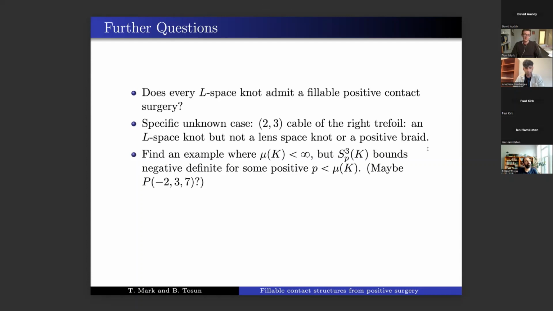What about an example where it has a fillable surgery, but this bounding negative definite criterion isn't sharp? So maybe I'll give, if there's time.